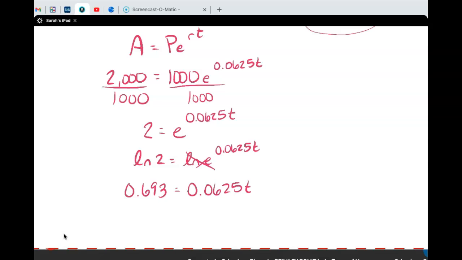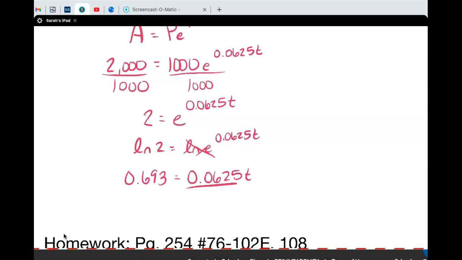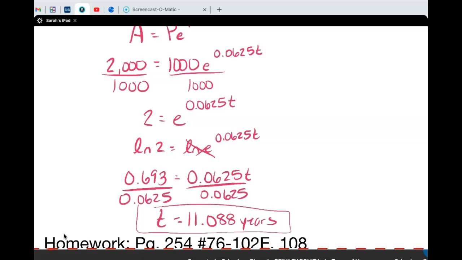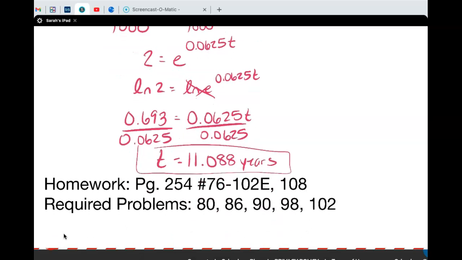I'm pretty sure it's 0.693. You should check me. Yeah. Just start remembering numbers. Is that right? Okay. And then getting t by itself, we're dividing. So then I can figure out how many years it is. Okay. Works for me.